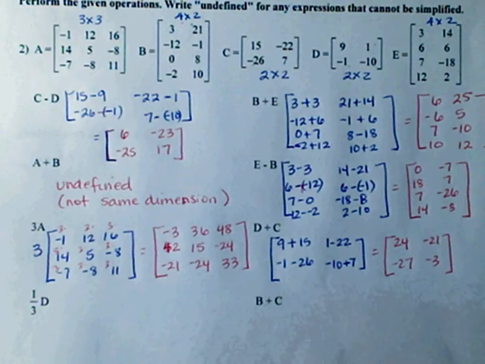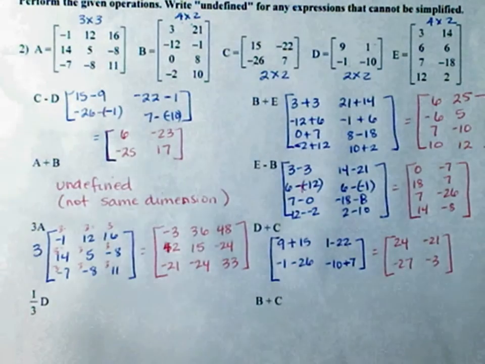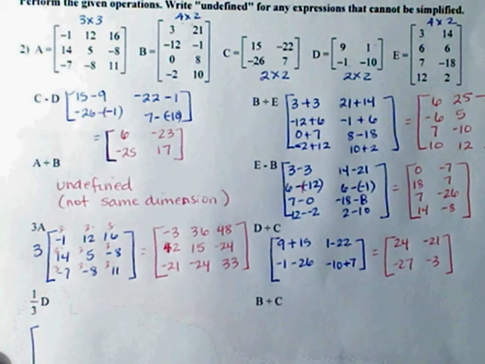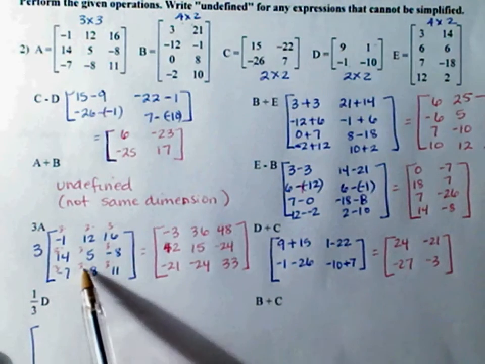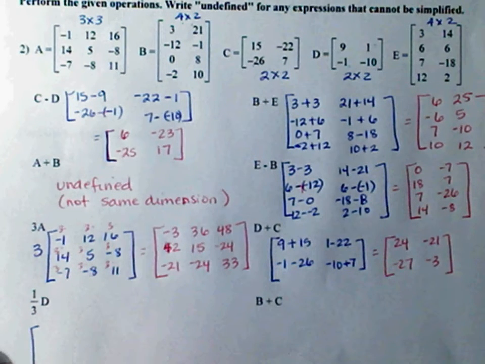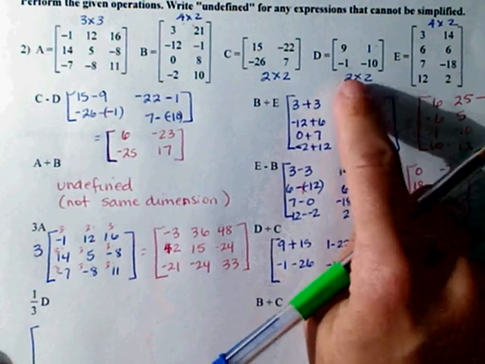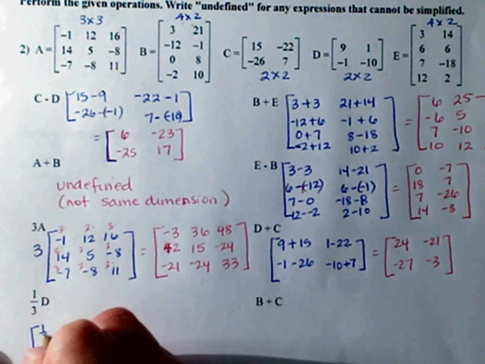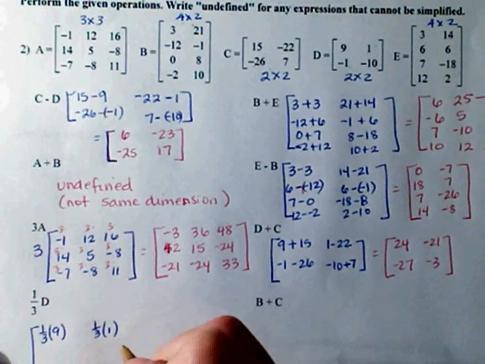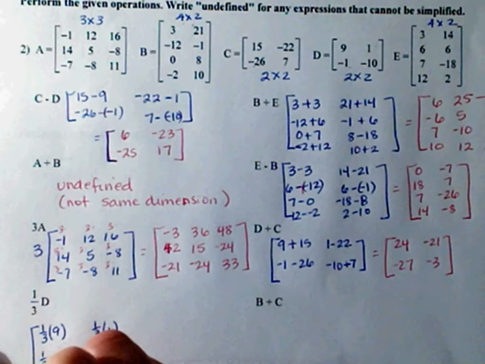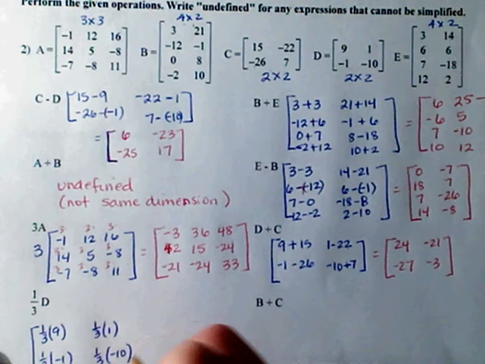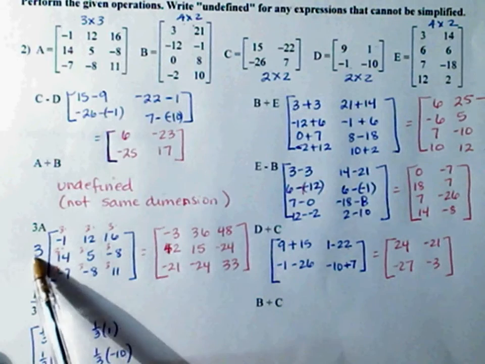All right. Next one is also a scalar. So it'll be a third. Okay. Now I'm going to write this one a little different from the one above it, but you're going to get the same answer. And we're going to multiply it times D. D is a 2 by 2. So your solution should be a 2 by 2. So you're going to take 1/3 times 9. 1/3 times 1. 1/3 times -1. And 1/3 times -10. Or you can just have 1/3 out here and write it out like I did for the one right above it.